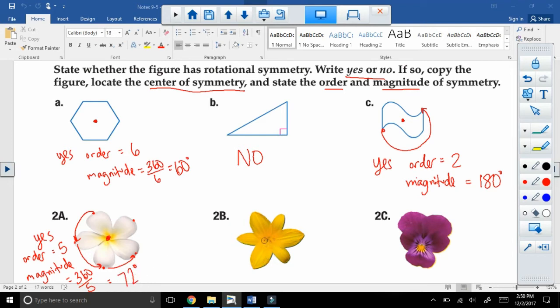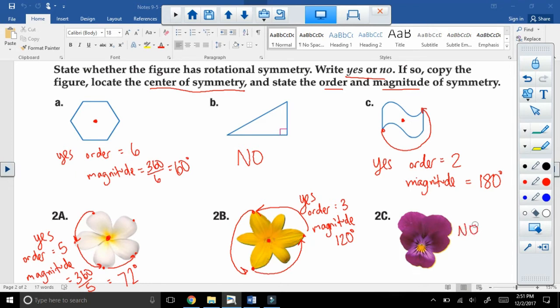For this next flower, hopefully you can tell that some of these petals are a little bigger than others. So if you think about what it's going to take to go from one to the next, these would be your rotational symmetry turns. Yes, this would have rotational symmetry. The center would be right there in the middle. The order of this one would be 3, and the magnitude of it would be 360 divided by 3, which is 120 degrees.